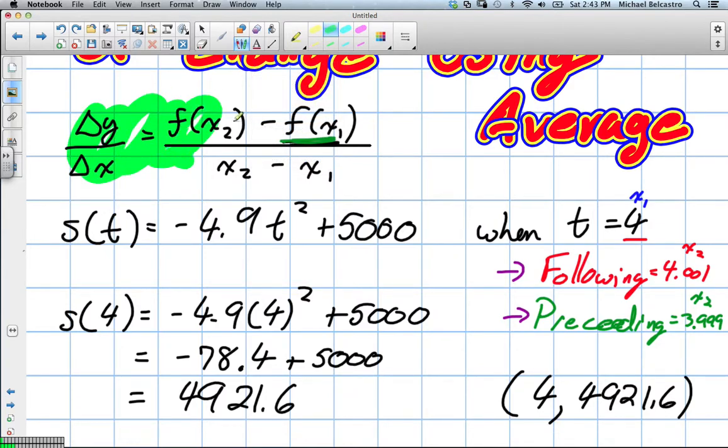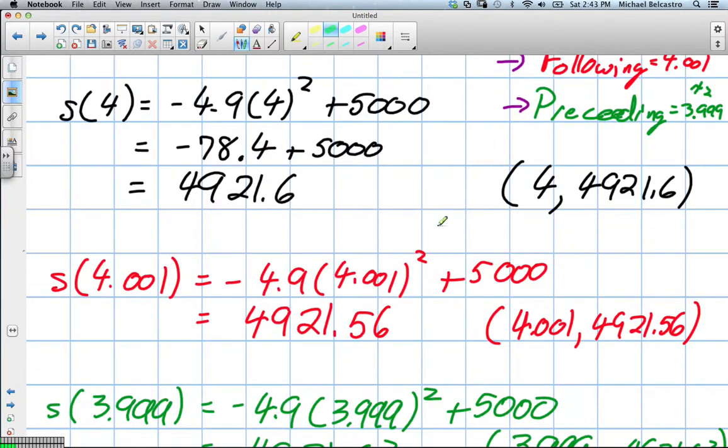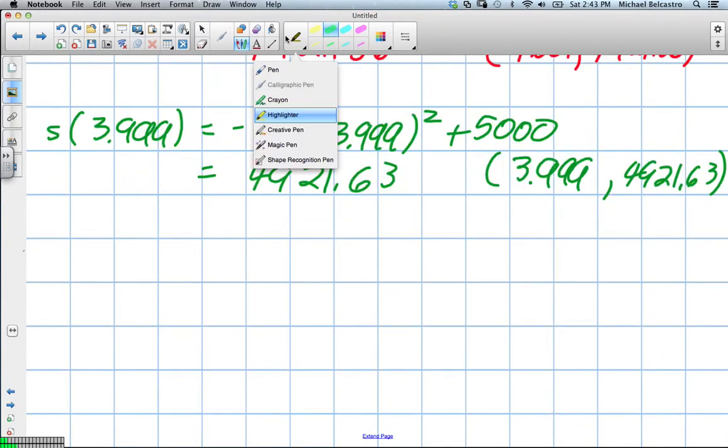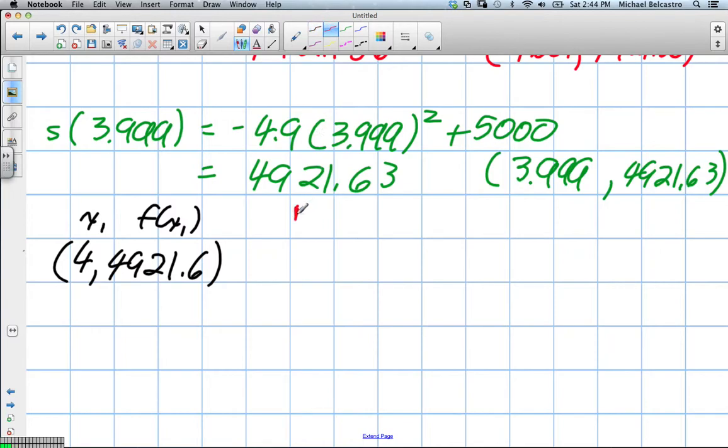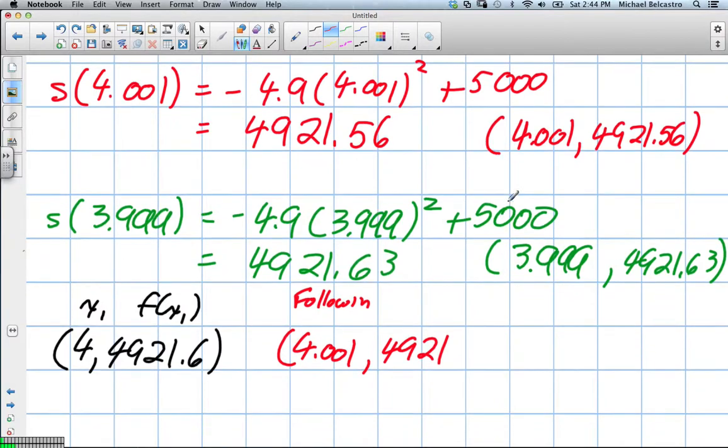This formula here is going to be our average rate of change. This stands for pretty much our y2. So we're going to take y2, subtract y1, and figure out the rates of change here. So I'll rewrite the coordinates just so we have reference points. 4921.6. That was our x1 and f at x1. In other words, kind of like a y. For following, we had 4.001, 4921.56.